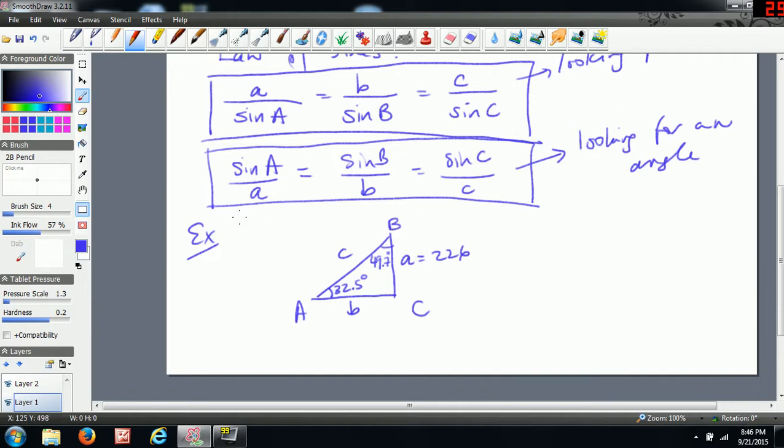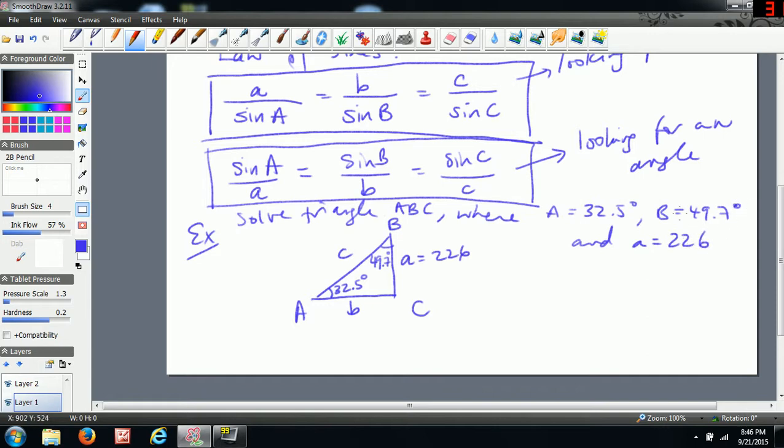Okay, so the question would say, solve triangle ABC where A is equal to 32.5 degrees, B is equal to 49.7 degrees, and a is equal to 226. So that's the question. I should have written the question out first, and then I'm going to show you how I set it up. If you're not given the actual diagram, you're going to have to set it up yourself. And I'll just show you how you would do that in a second.